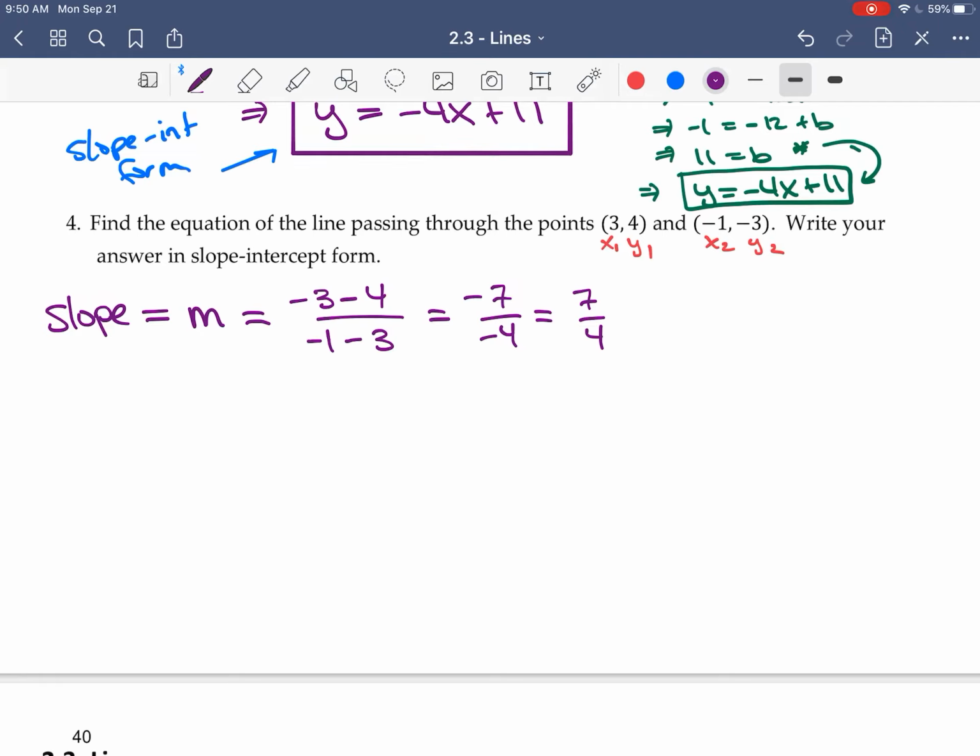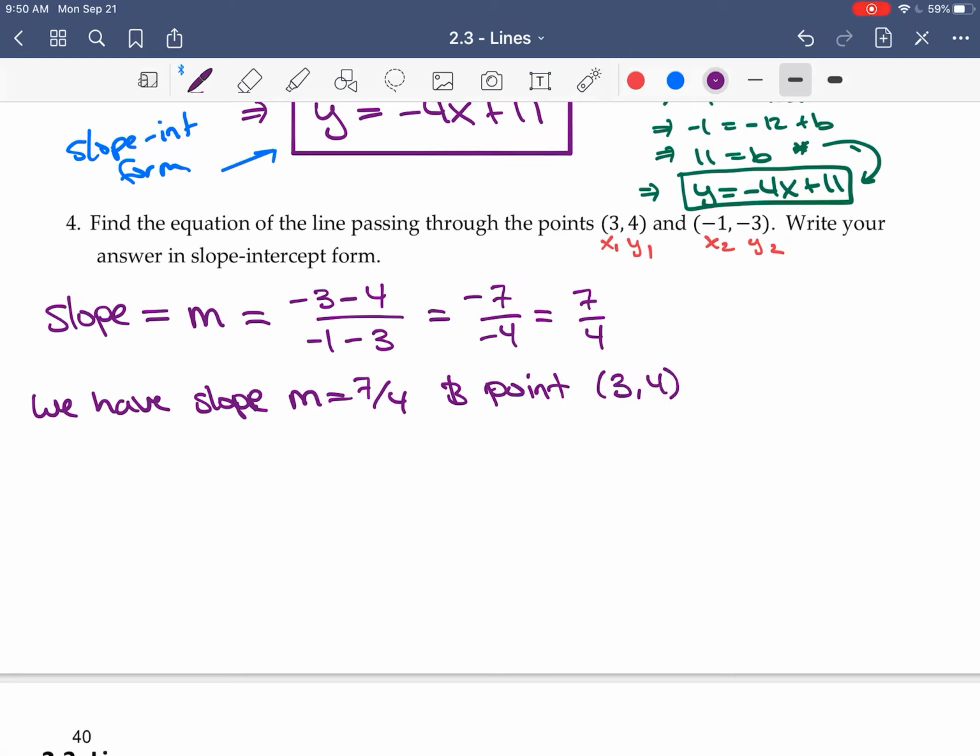So we have slope m equal to 7 over 4, and for the point, I'm going to use the 3, 4 instead of the negatives, but it doesn't matter. Then I'm going to use the point-slope form, but you could also just go right to slope-intercept form and solve for b. Actually, let's just do both. Let's do the point-slope form.